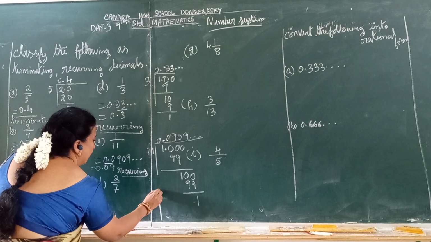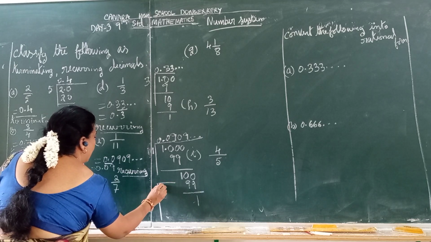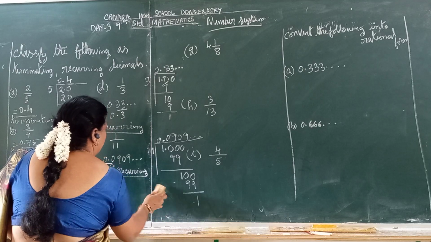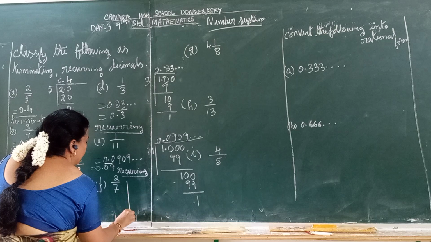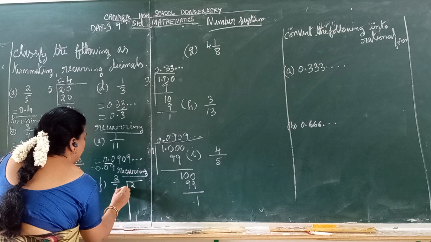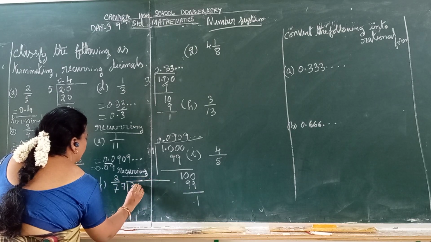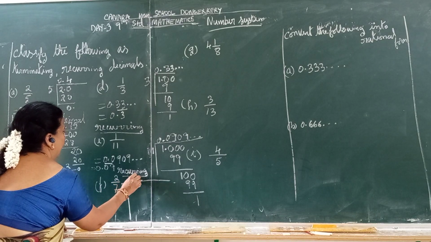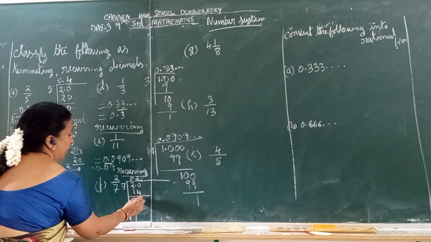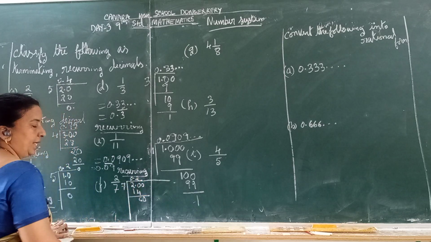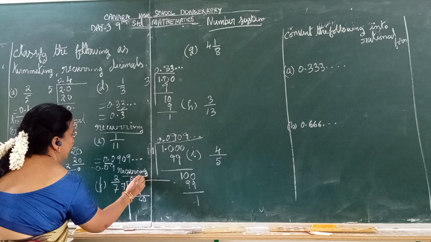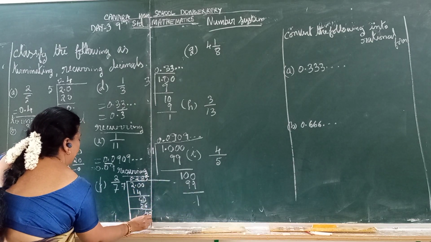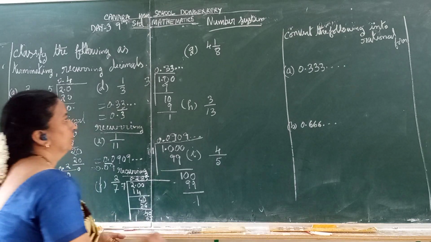Next question. 2 divided by 7. Not divisible, we have to take 0, so 0 point, 0.2, 7 2s are 14, 6 remains, take 0, 60, 7 8s are 56, 4 remains, 7 5s are 35. I'll continue here.